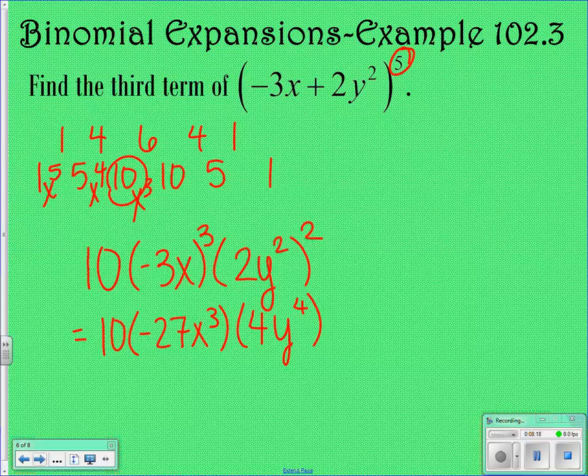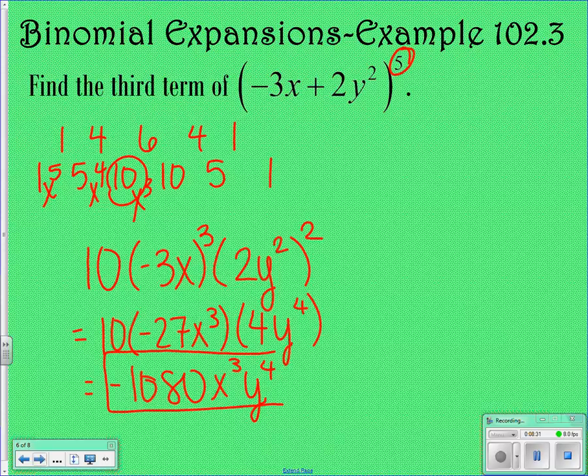And so 10 times negative 27 times 4 is negative 1,080. And then we have x cubed y to the 4th. And so that would be your answer there. Now notice, your exponents here don't add up to this number anymore. And they won't. That's only whenever you're doing it right here. Okay? So that's how you would do binomial expansion whenever you have more than just an x and a y for your two terms. So hopefully that helps you a little bit.